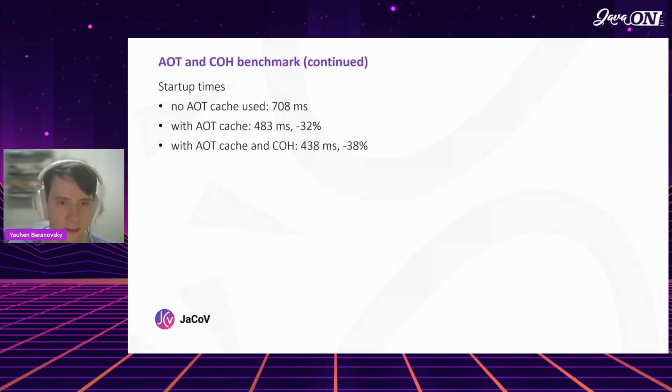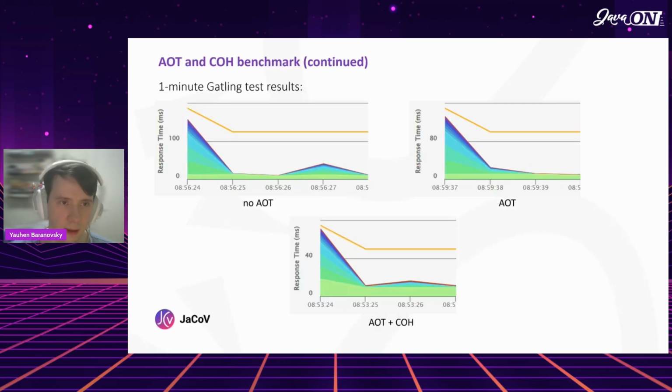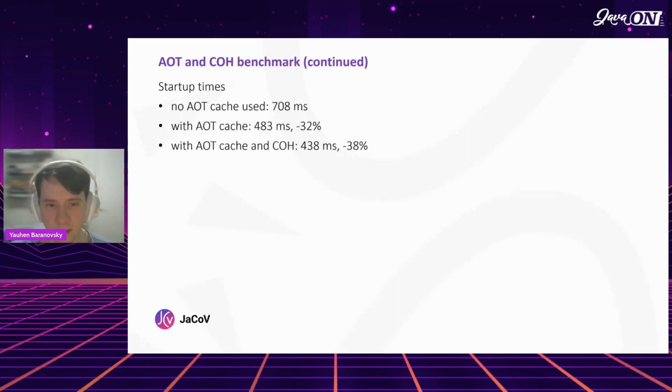And some short summary on the results. Here we can see that startup times actually improve with both features. Just AOT itself improves by around 32%. And if we add compressed object headers on top, that's another 6%, which is nice. And taking into account that this is a pretty simple application, large-scale production services will benefit from those optimizations even further.